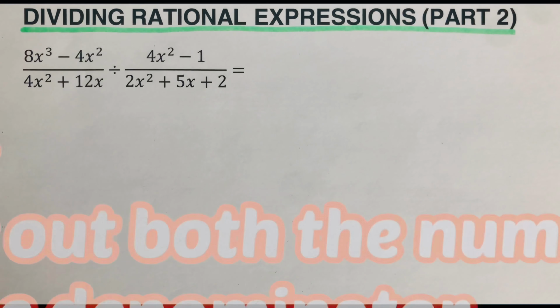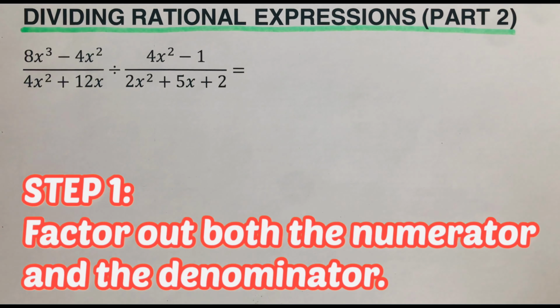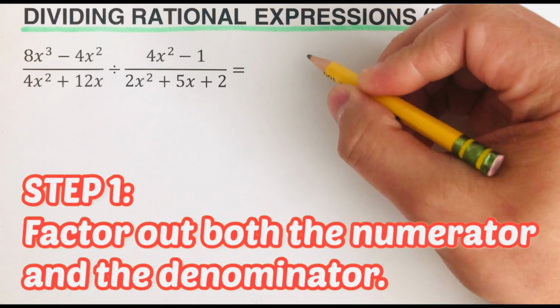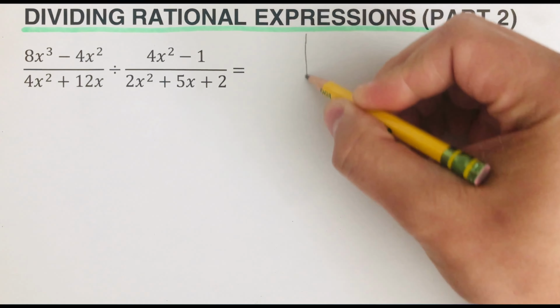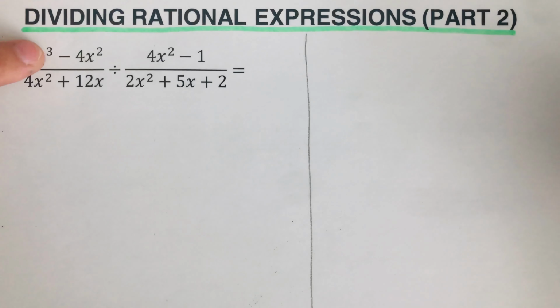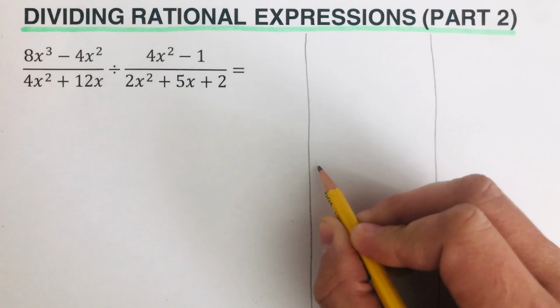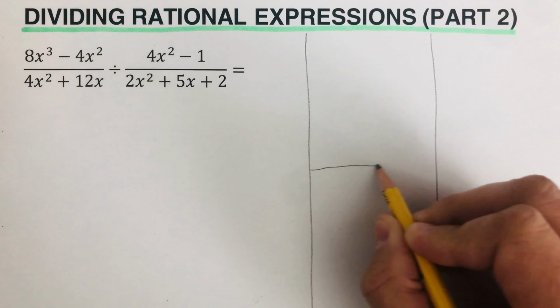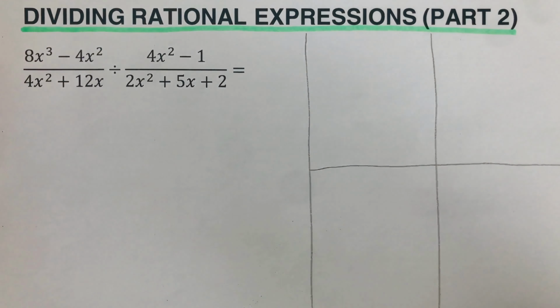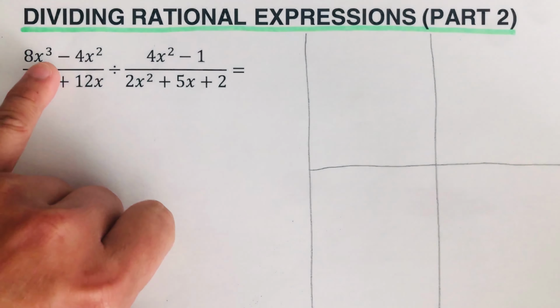The first step is to factor out both the numerator and the denominator. So I'm just going to show the work on the side here where we are going to factor all the numerators and all of the denominators. I will divide this into 4 since there are 2 numerators and there are 2 denominators. So we're going to start with this one right here.